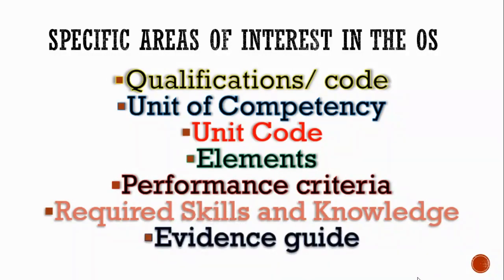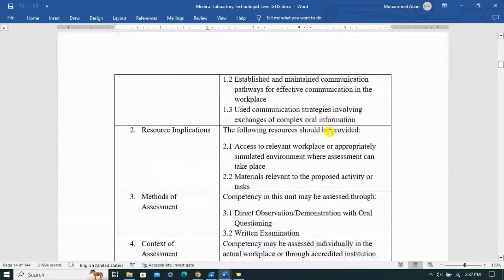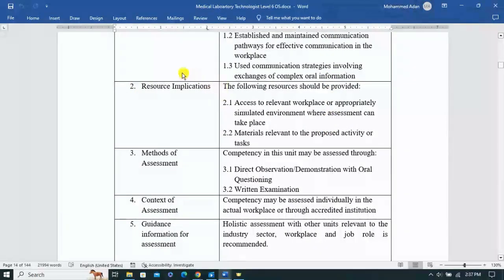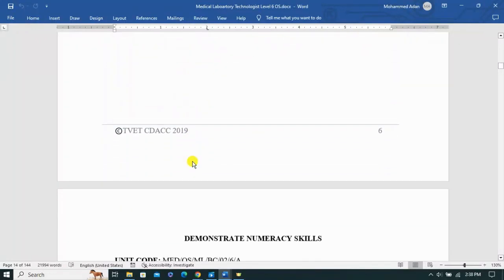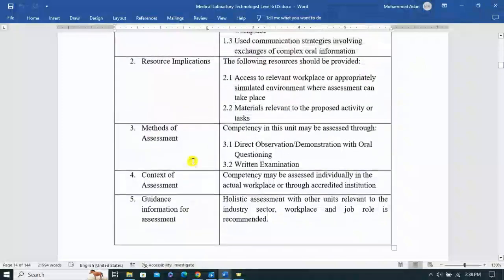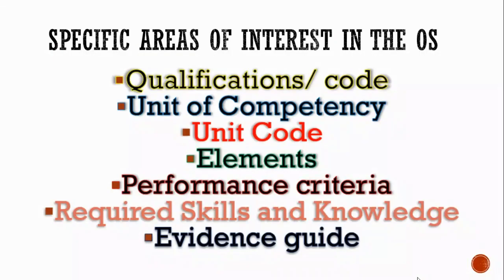And the last bit is what we call the evidence guide. So it provides a guide on a unit of competency. It outlines the critical aspects of performance criteria. It also provides assessment context, the resources, and many other evidence guides that we need to abide by in that particular unit of competency. So basically, these are the specific areas that we are going to use when we're developing our OS.